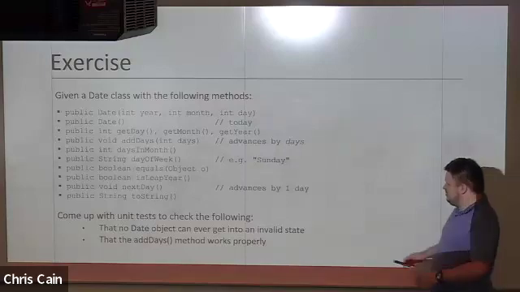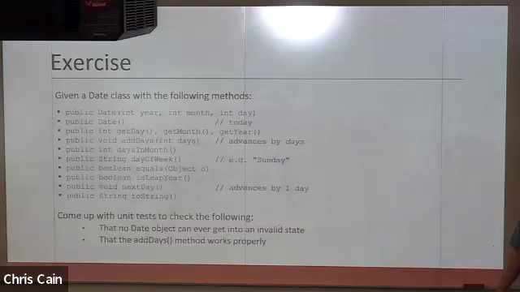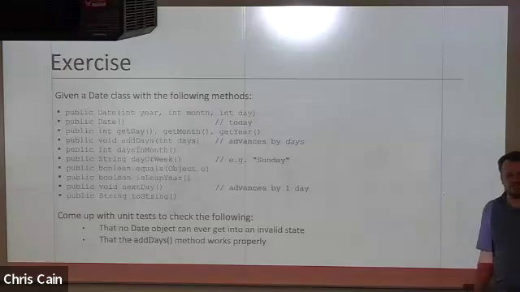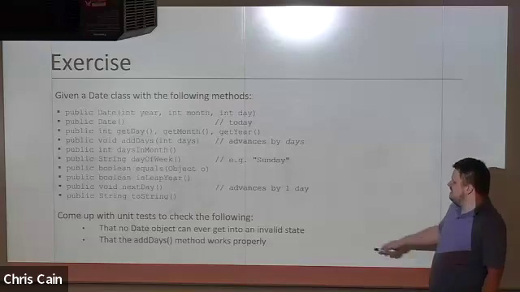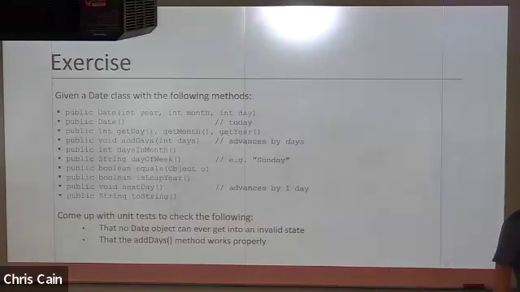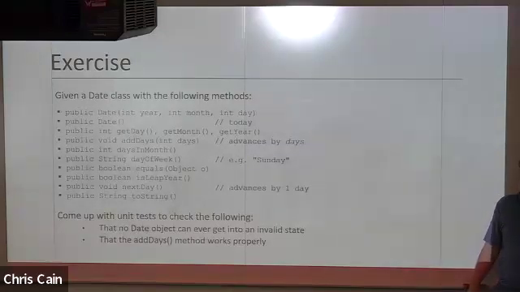The unit tests should check the following abstract ideas. No date object can ever get into an invalid state. What is an example of an invalid state for a date object? March 65th. Yes, March 65th doesn't exist. What else? Yeah, so if we're storing the month as an integer, if we have something like 15/15, and we're assuming that the first one is the month, then month should not be an integer above 12. It should also not be an integer below 1. Just like we don't want March 65th, we don't want March -4th.